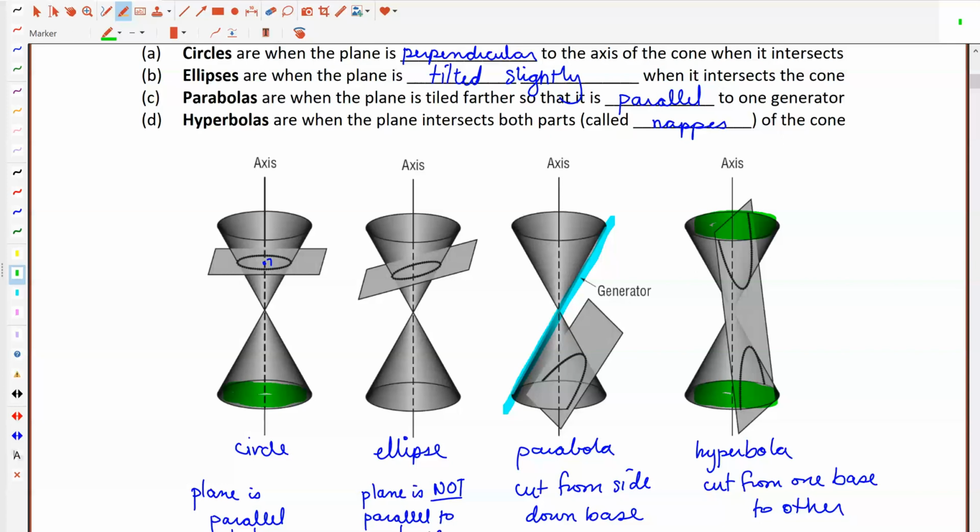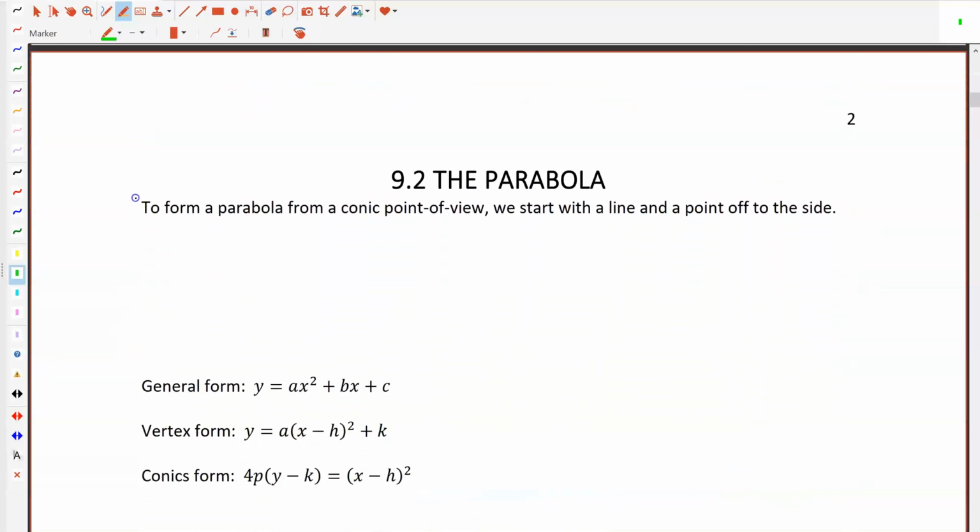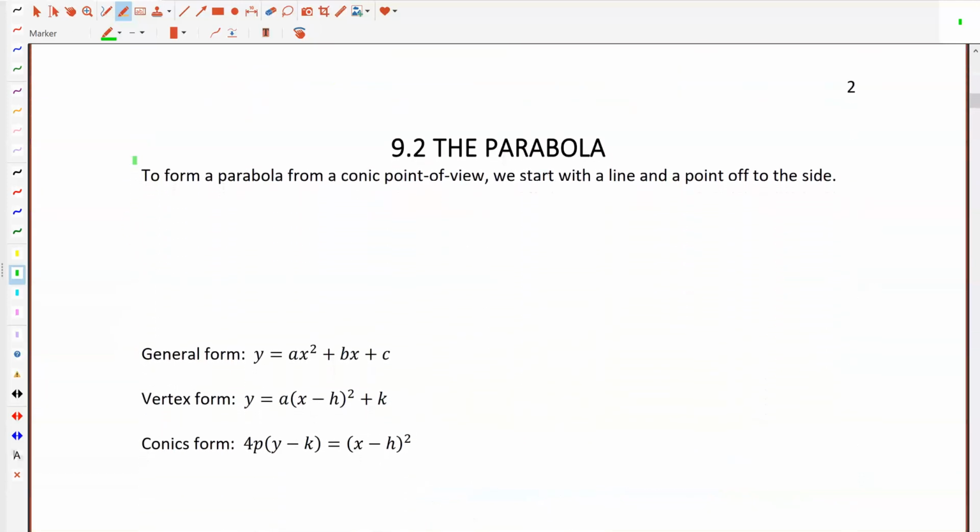So we're not going to spend a lot of time looking at the degenerate conics. We're going to look a lot at these four flavors, and specifically we've already looked at the circle, so we're going to spend some time looking at the parabola from a conic point of view, the ellipse, and the hyperbola. Okay, very cool. So the first one we are going to explore is the parabola.